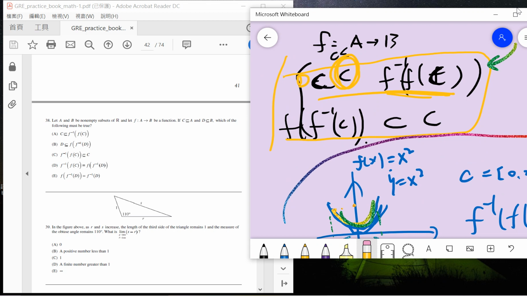And the proof is also easy because f of C is just a collection of f of x when x is in C. And for f inverse f of C, we ask about which points x have f of x inside f of C. So definitely it will contain C. So the answer is A.